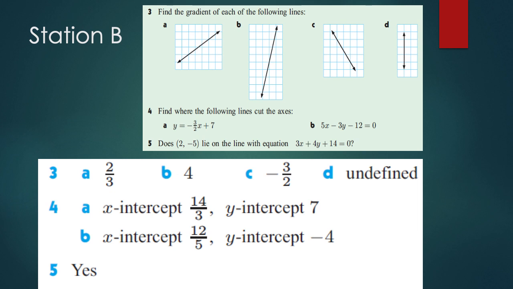And then for number 5, does 2, negative 5 lie on the line in question? Well, all you do is plug in the x value for 2 and the y value for negative 5. When you do that, you end up getting 0 on the left, and that does equal 0 on the right, so you get a true statement. Because it's a true statement, we understand that that point does lie on that line.